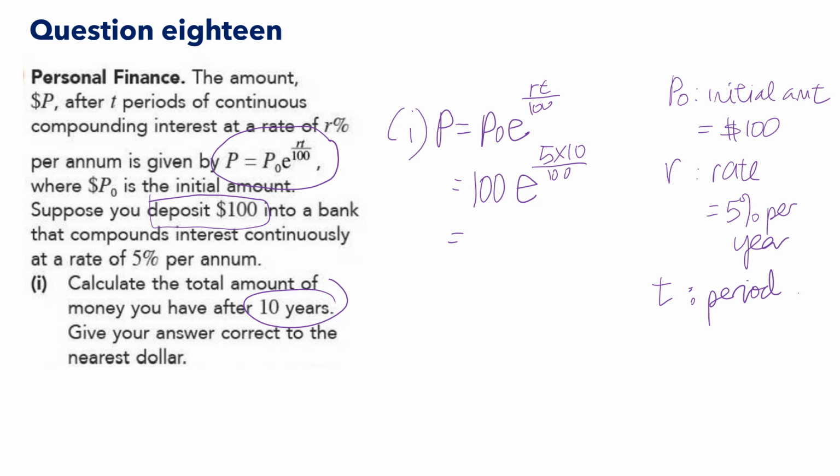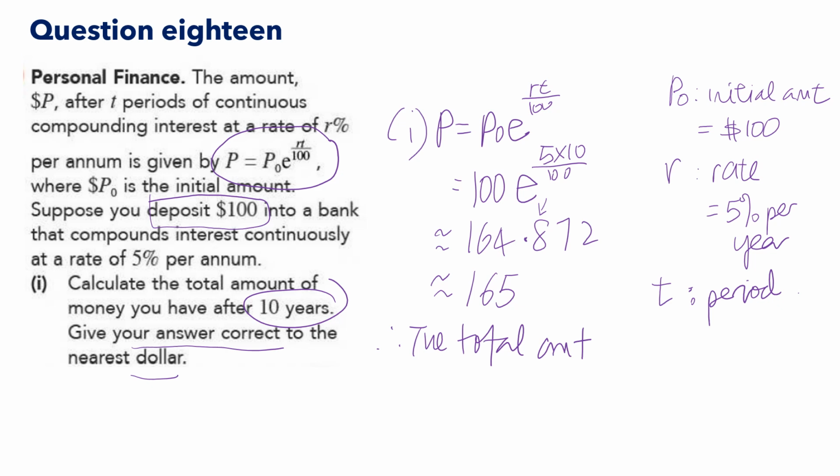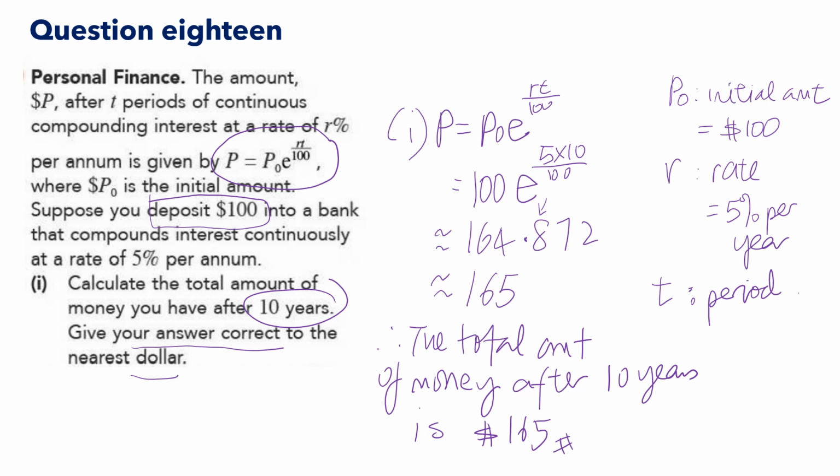That is approximately 164.872. The question says give your answer correct to the nearest dollar. So to the nearest dollar, you look at the number 8 here and round it up, so 165. Therefore the total amount of money after 10 years is $165.